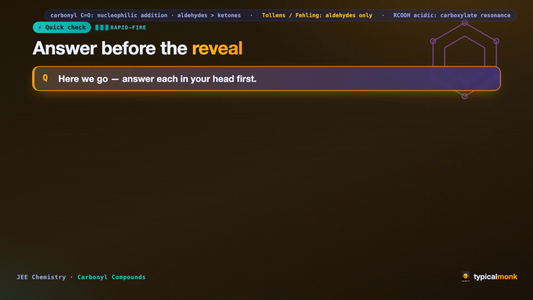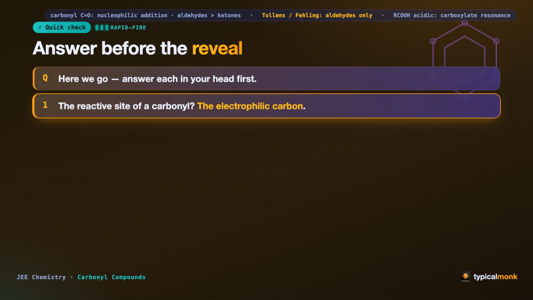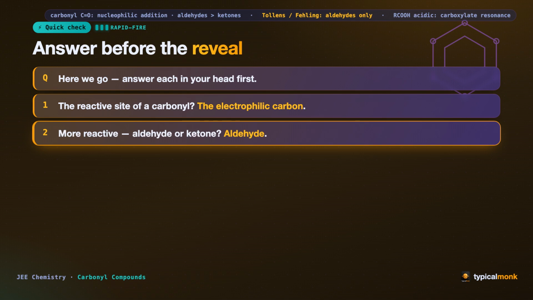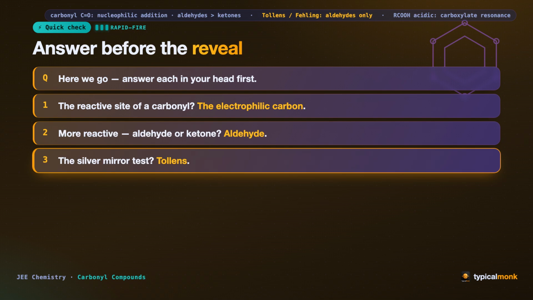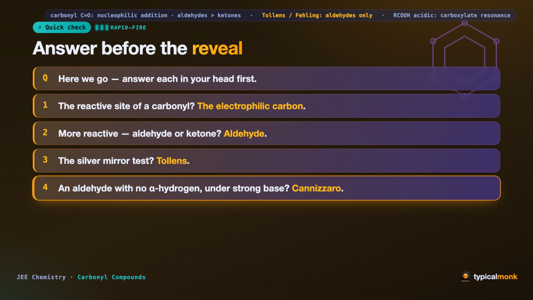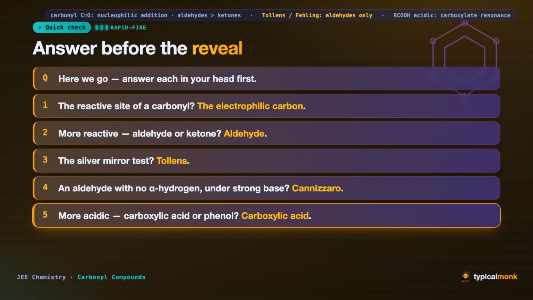Now test yourself. Answer in your head before the reveal. That is how speed is built. Here we go. Question 1. The reactive site of a carbonyl? The electrophilic carbon. Question 2. Which is more reactive? An aldehyde or a ketone? The aldehyde. Question 3. The silver mirror test? Tollens. Question 4. An aldehyde with no alpha hydrogen under a strong base? Cannizzaro. And question 5. Which is more acidic, a carboxylic acid or a phenol?